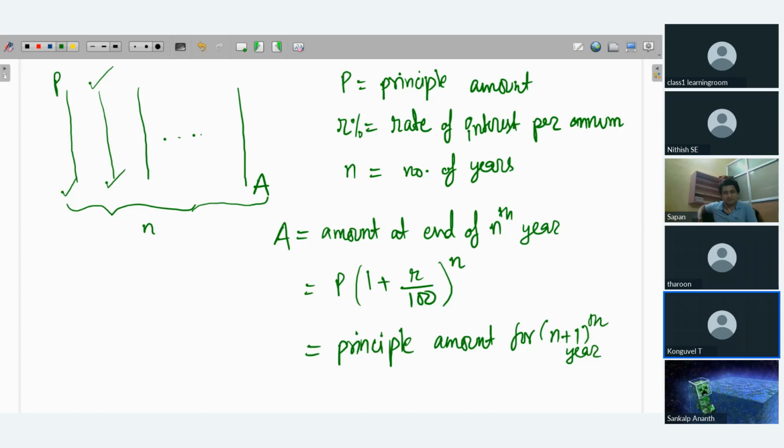Sir, for the question we did in the last class, we had to find the principal. Can we find the principal with this formula? If we know the amount, R and N, we can find it. So we wanted to find the principal of year one. How can we do it with this formula?